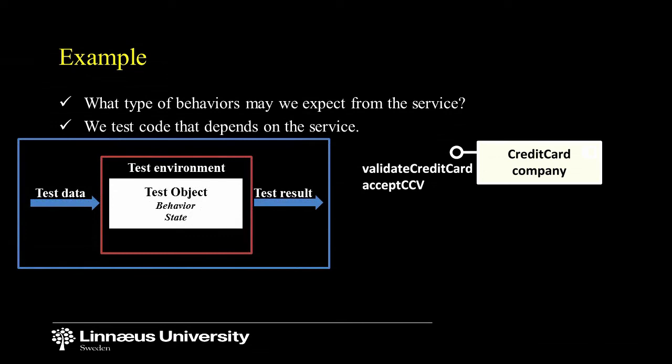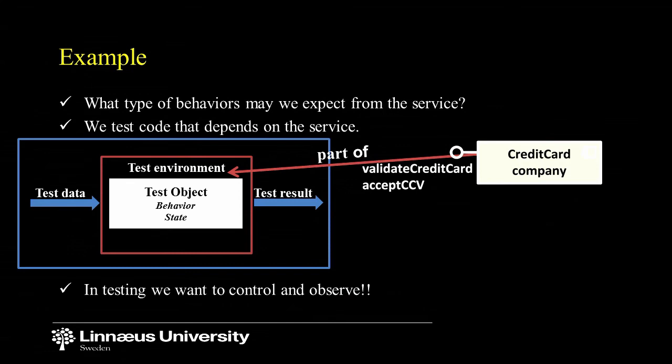So something like this. We have test data for the test object, we have state, we have result, and we have this environment. And now this happens. This external service, situated somewhere in the world, somewhere where we have no control, we cannot observe it. Well, it's suddenly part of our environment. So what we have to do now is make sure that we can control and observe also this little guy. So what do we do? We create a mock-up.